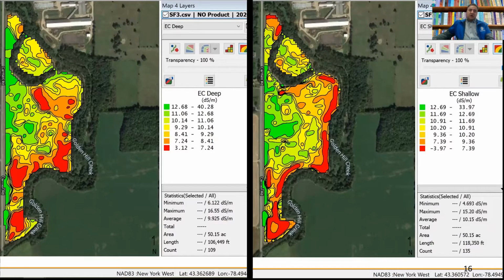This is the product of the electromagnetic sensor. I tested it with the various machine, which was the contact sensor, and the results, the products, are the same. Something I want to mention here for deep EC and shallow EC: we see differences between deep EC and shallow EC.